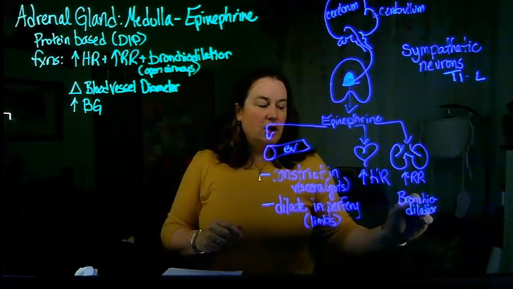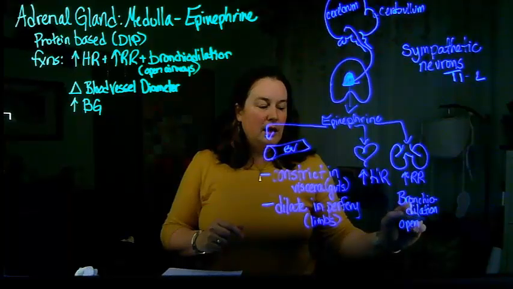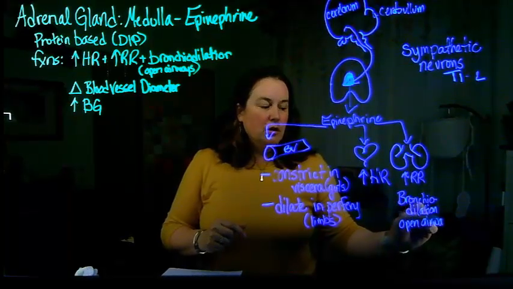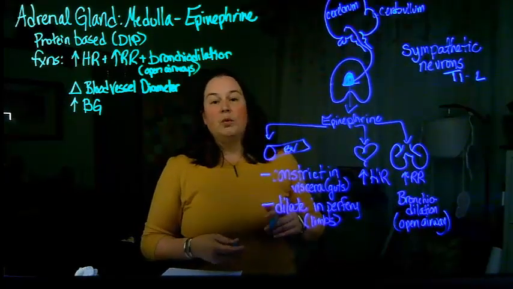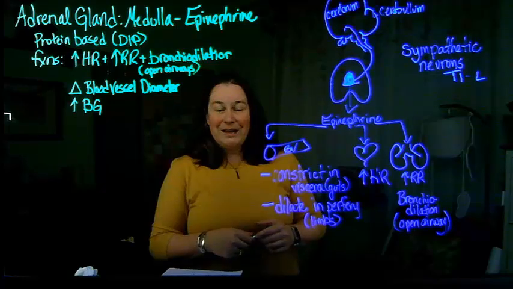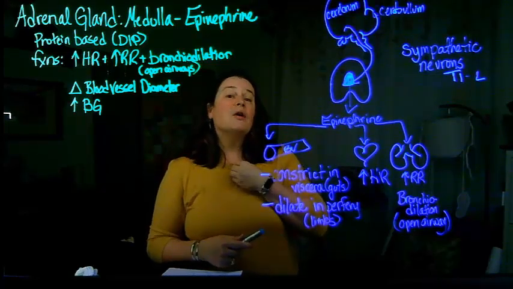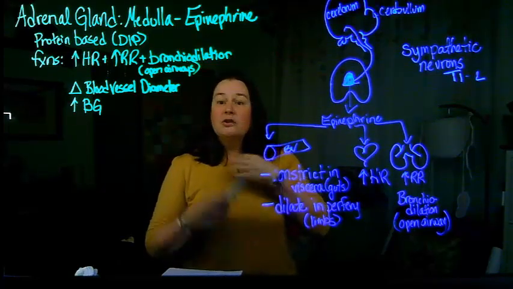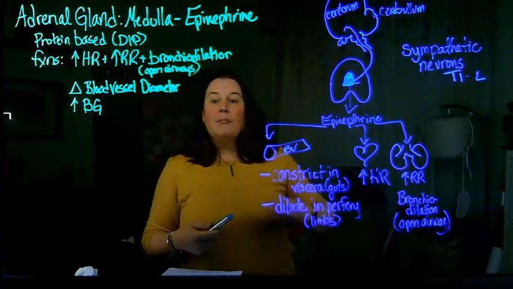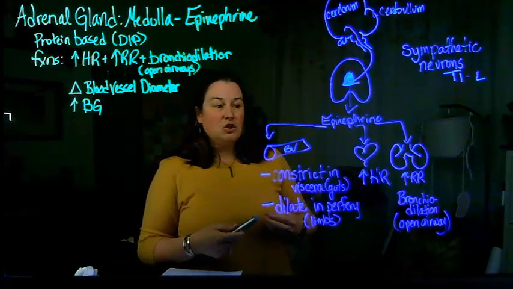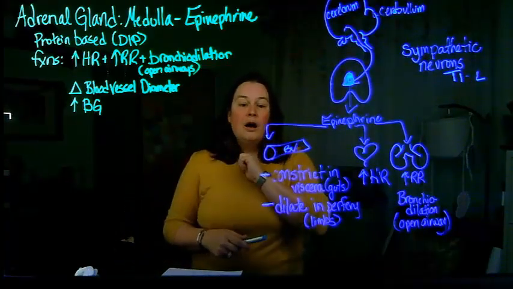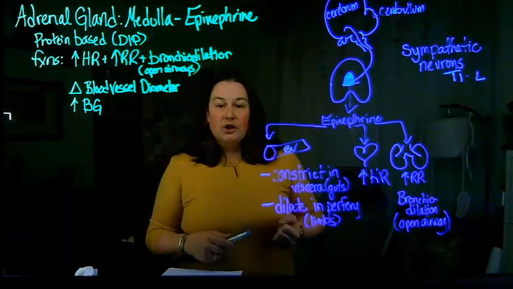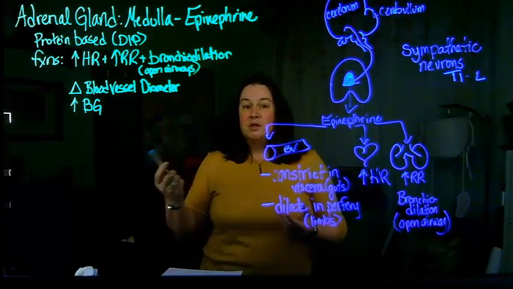So these things are going to open, right? This is our open airway feature. So this is quite handy. Epinephrine is used even clinically when we have a patient who has narrowed airways, they're not able to breathe. Epinephrine may be administered to try to get those airways to open up and to get more oxygen into the patient's body. All right, so we've covered 2 of the 3 functions that we expect from this particular hormone, epinephrine.